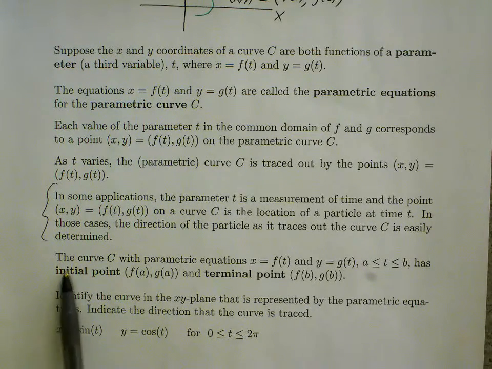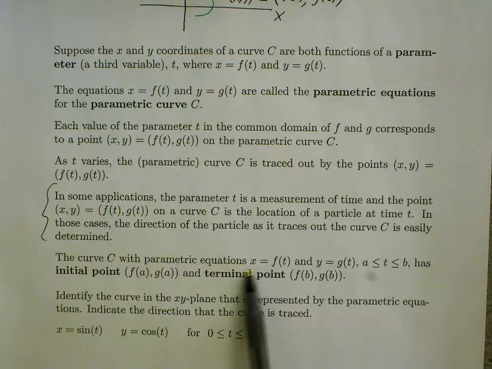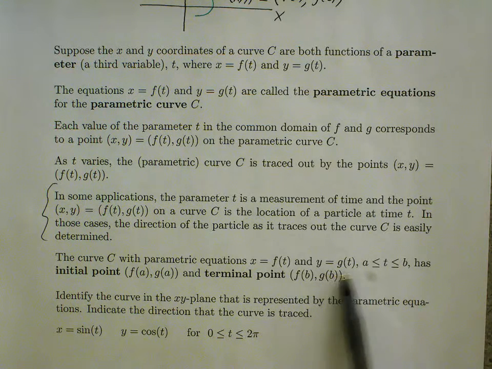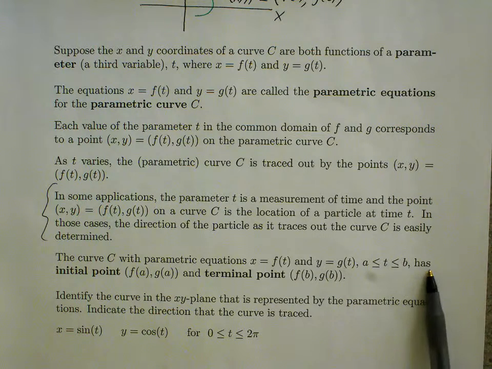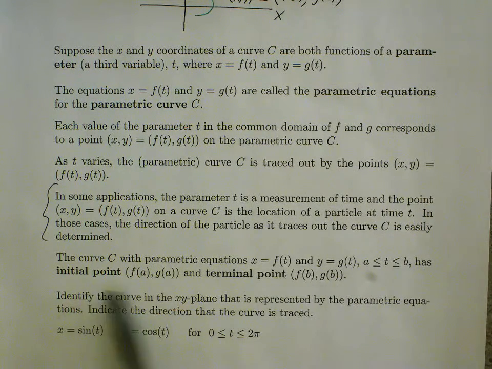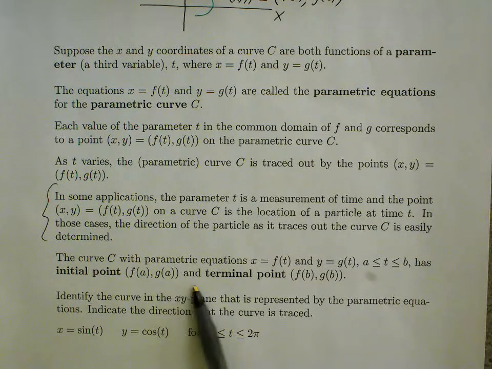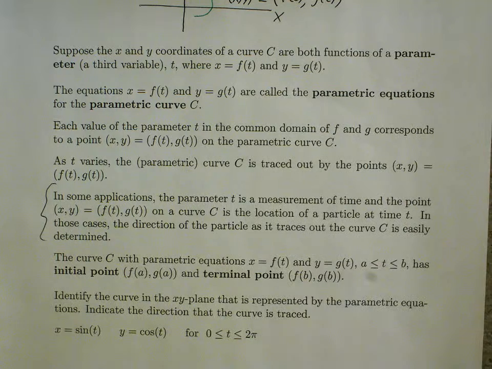Okay, the curve C with parametric equations x equals f of t and y equals g of t for values of t between a and b, it has an initial point, f of a, g of a, and a terminal point, f of b, g of b.